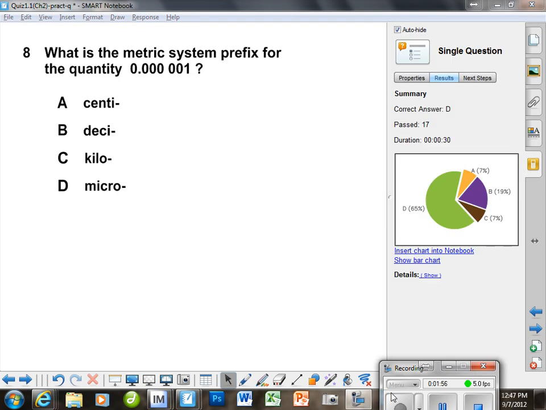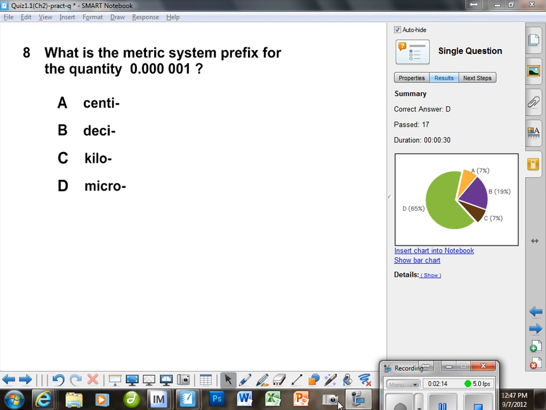Okay, for this question, we had 65% of the students correct, and letter D should be the prefix for the quantity point. No, yeah, micro. Yes, yeah, letter D, micro. I was looking at kilo.